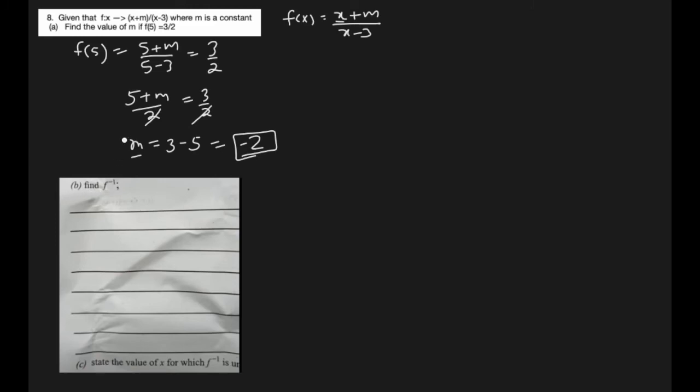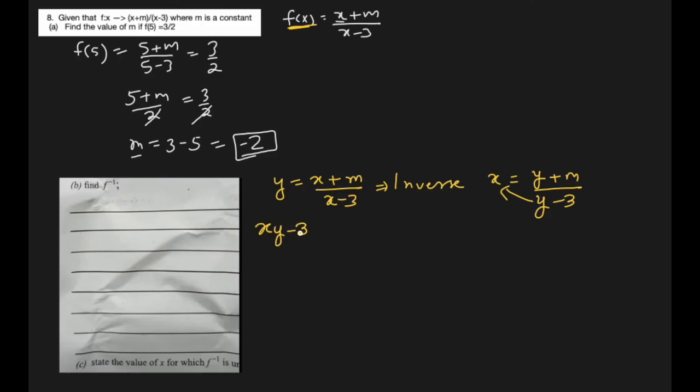Find the inverse of f. We have to find its inverse. Whenever we want to find inverse, always substitute this f(x) by y. So it becomes y equals (x plus m) over (x minus 3). And now the inverse of this will be when x becomes y and y becomes x. And we have to isolate this y, that will be the inverse. So let's do cross multiply here. xy minus 3x equal to y plus m, m is minus 2 now. So we can write minus 2.